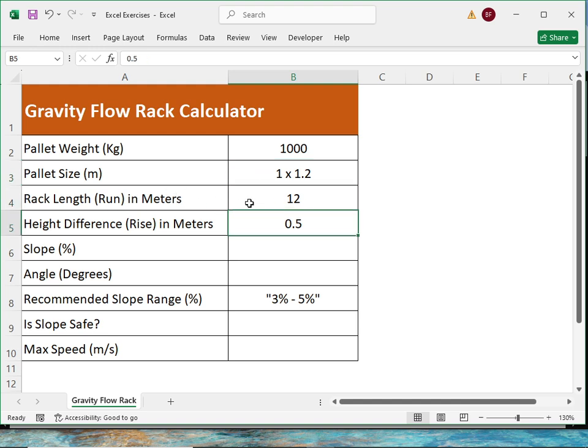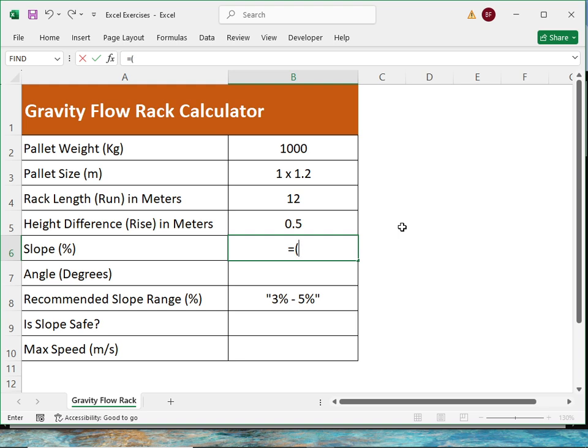This is because this is where we get our information for calculating the slope and angle, determining whether the slope is safe, and determining the maximum speed of the flow of the gravity rack in meters per second. So let me start by calculating the slope in terms of percentage. The slope is simple. This is just the rise over run.